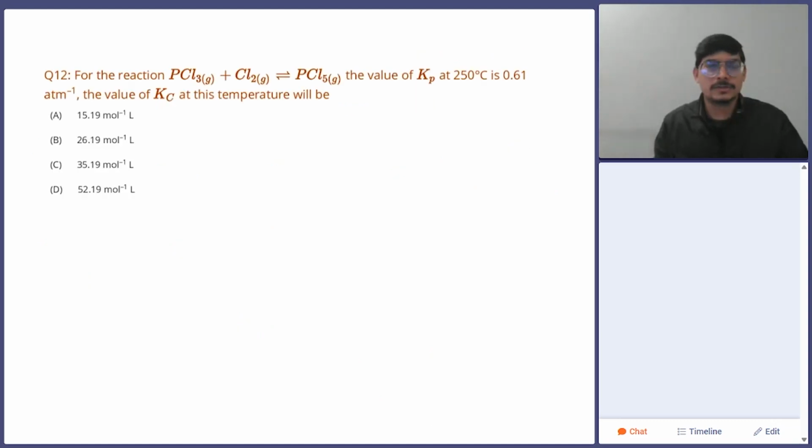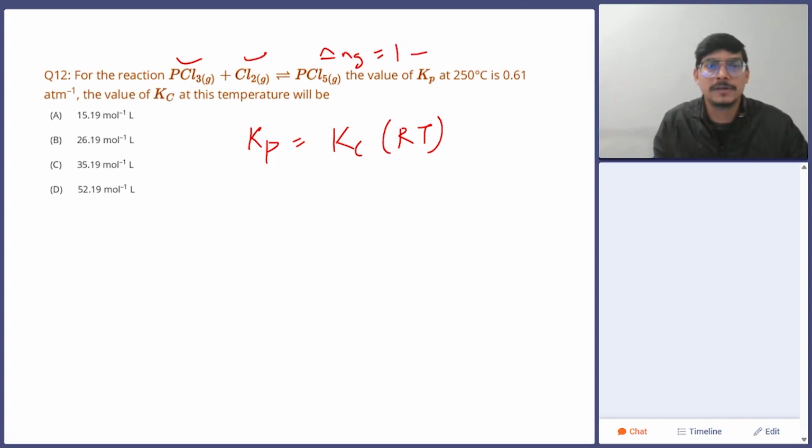Moving to the next question. For the reaction PCl3 plus Cl2 gives PCl5, the value of Kp. So this is a pretty easy question. Kp is equal to Kc (RT) raised to the power delta ng. Delta ng is the number of gaseous moles of products, which is 1, minus the number of gaseous moles of reactants, which is 2. So this is -1, right? So we have to calculate the value of Kc, which would be Kp multiplied by RT. You just have to put the values.